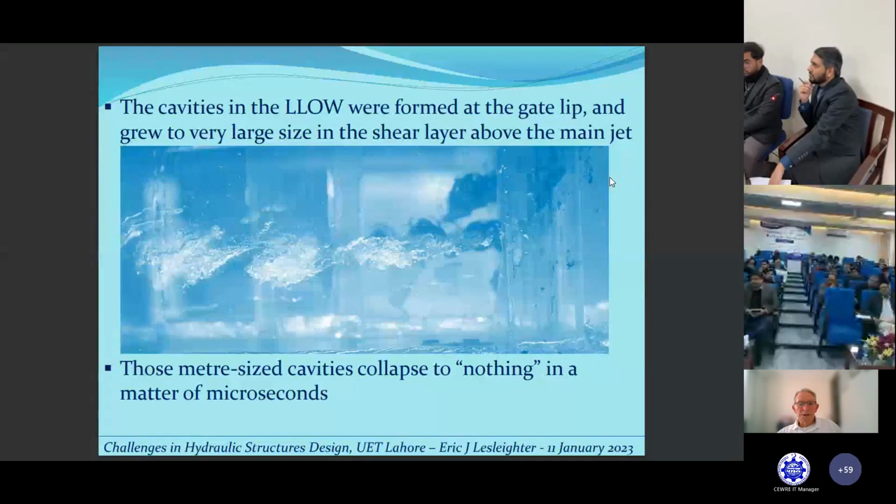These are large cavities which, when passed out into the expansion chamber, collapse. And of course, they collapse in microseconds, which is why cavitation pressures are so very high. This is a picture, I hope you see it, of cavitation going into an expansion chamber where all the cavities collapse.